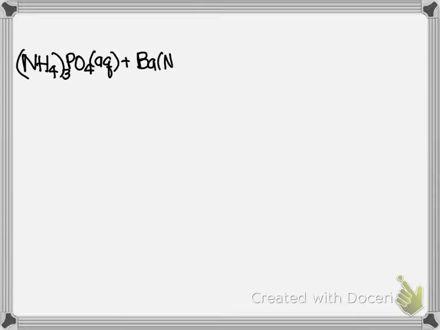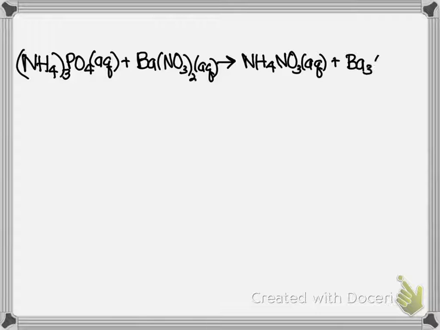So let me rewrite it. Oh, sorry, I'm too close to the button that makes it go back and forth between the slides. So I had my reactants, which were given to me. And then I made my products by switching their partners. That's what double displacement is, a big switch. And then barium phosphate. And so now I need to balance it.